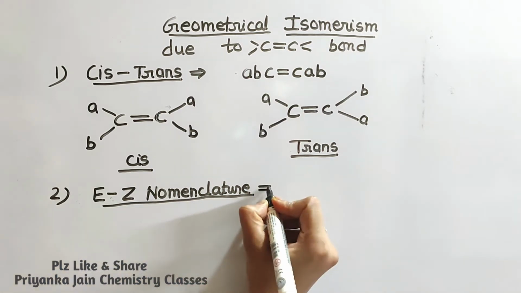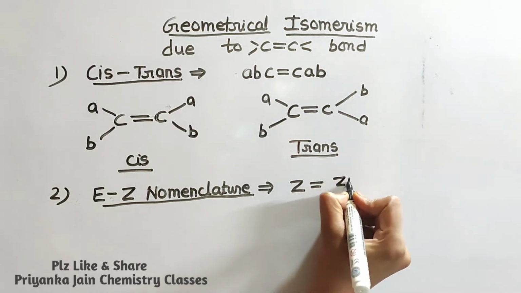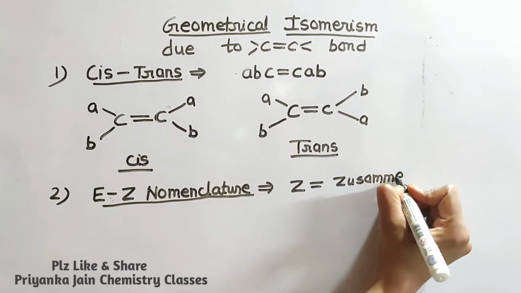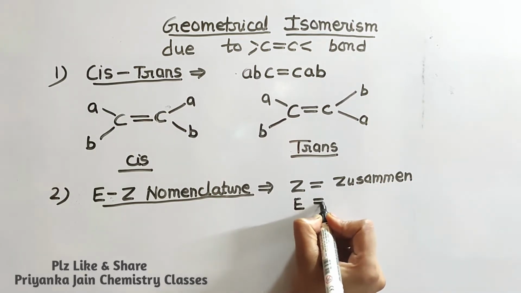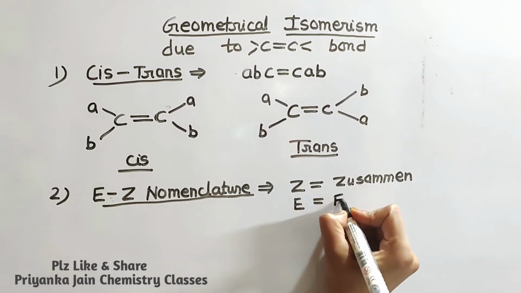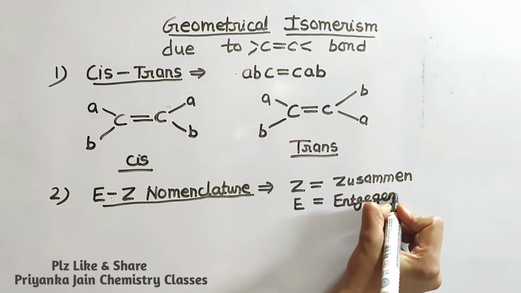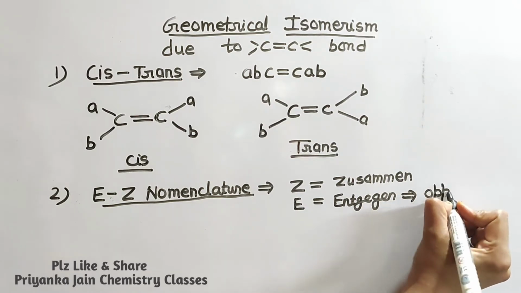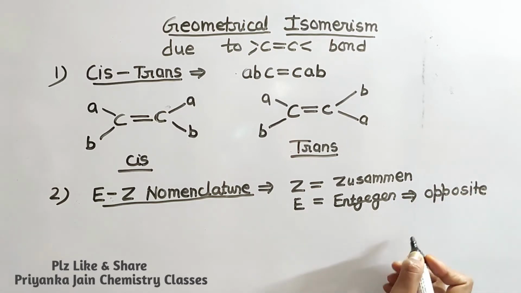Here the two terms mean what? Z means zusammen, that means together. Okay, and E means entgegen, that means opposite.